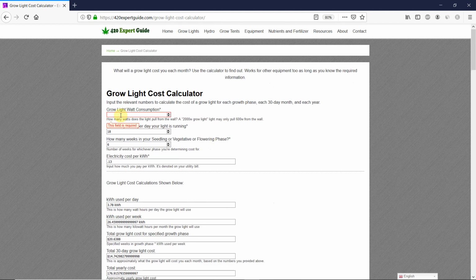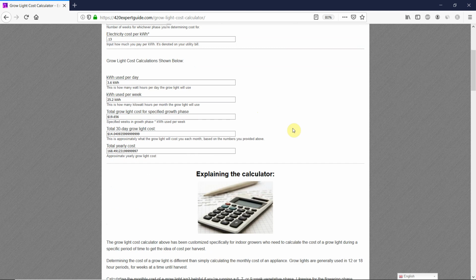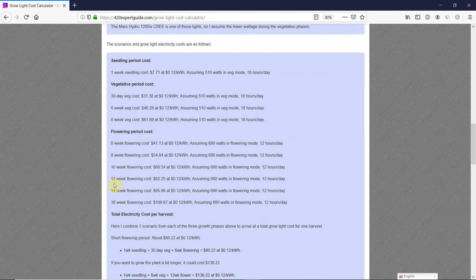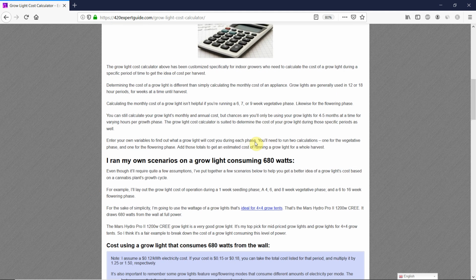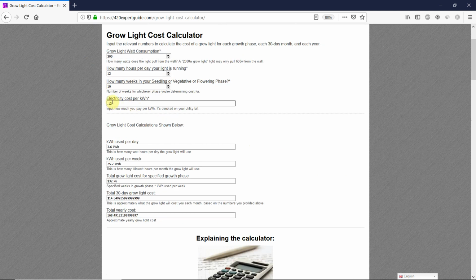All right, so now I'm going to come up here and restore to that 300 watt number for full power of the light. And how many hours per day? It's going to be a 12-hour day when you're in the flowering phase. And how many weeks do you want to flower your plant for? Let's just say 10, but you can insert any number you want. Oops, 10 weeks, sorry. And then your electricity cost, and look down here, and it's calculated for you. For the specified growth phase, $32.76.